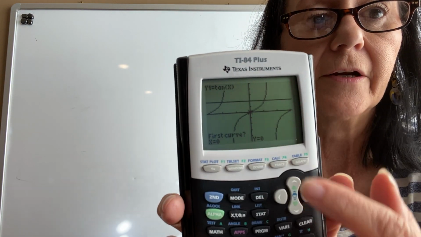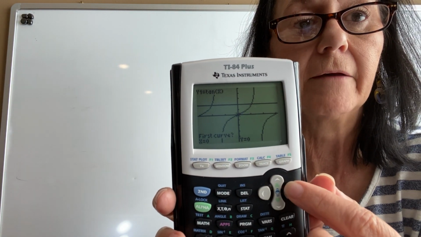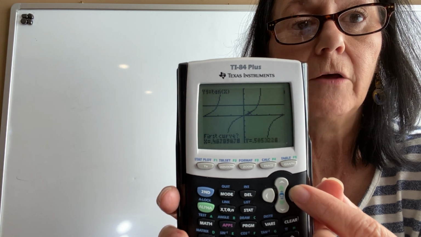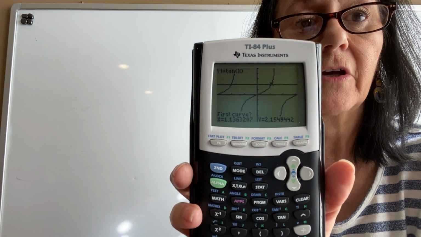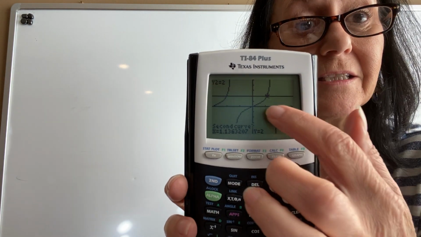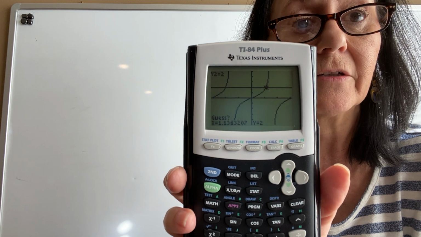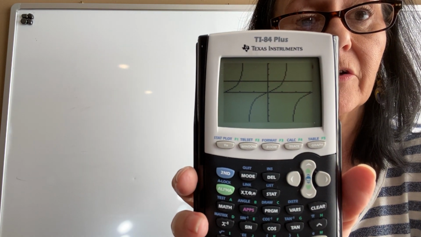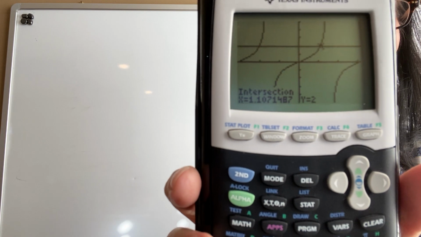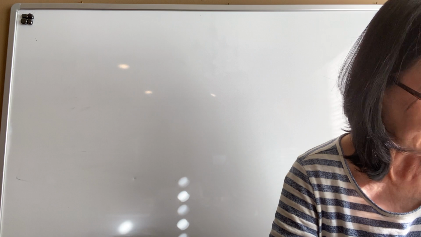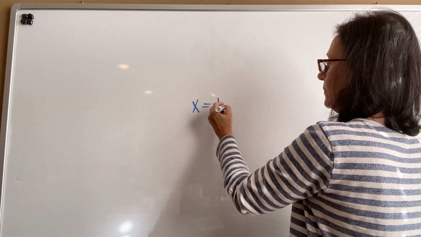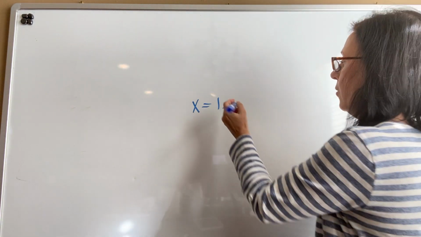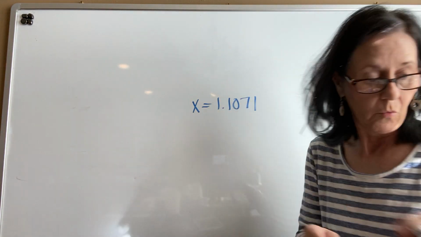And see my markers here. Remember, we're going only left and right, not up and down. So I want to go back close to that point of intersection, and I hit enter. That's on the first curve. It typically stays right there. It's still close to the point of intersection. I hit enter. My guess, I hit enter. And see, that's my x value, 1.1071. So that's the answer. X equals 1.1071.